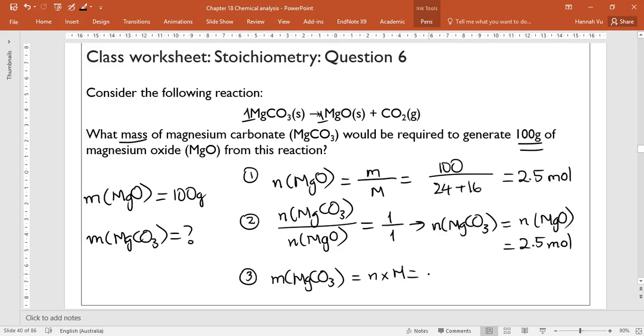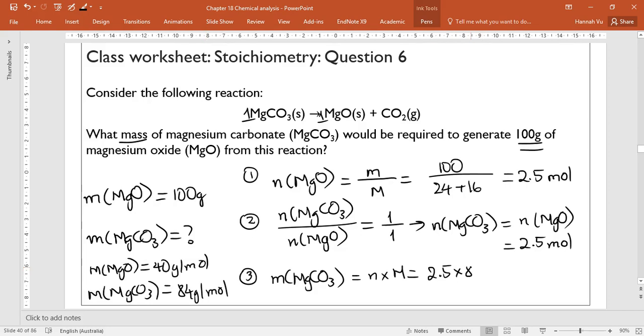Another really interesting mistake is people just use the same molar mass for 3 different species. That's not going to work out. Maybe I should write here that the molar mass of MgO is, I think we got 40 before, 40 grams per mole. And I do not know what the molar mass of magnesium carbonate is, so I'm going to find it. 24 for magnesium, 12 and 48. It's 84 grams per mole. So this is going to be 2.5 times 84, which is 210. So 210 grams is going to be the mass of magnesium carbonate that you need to generate 100 grams of magnesium oxide for question 6.